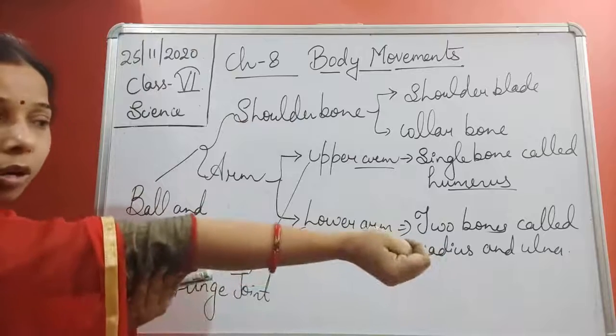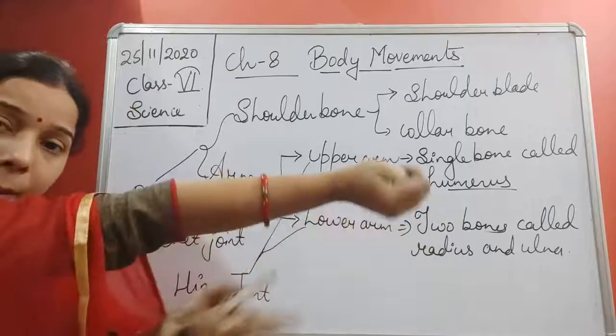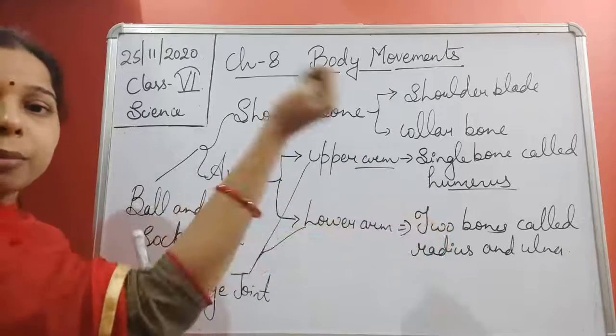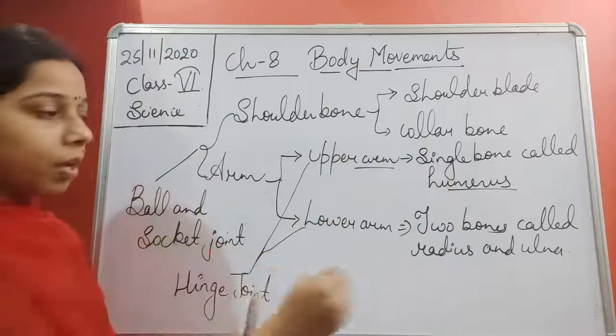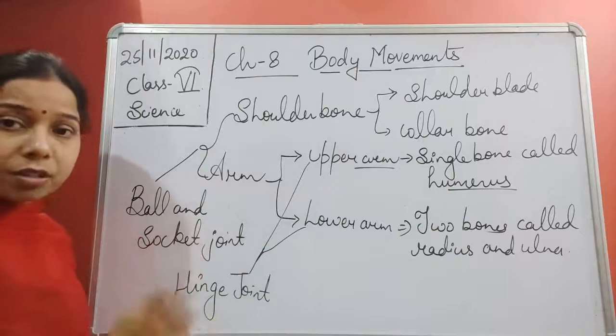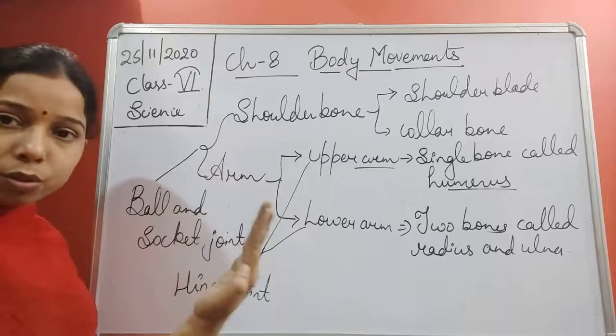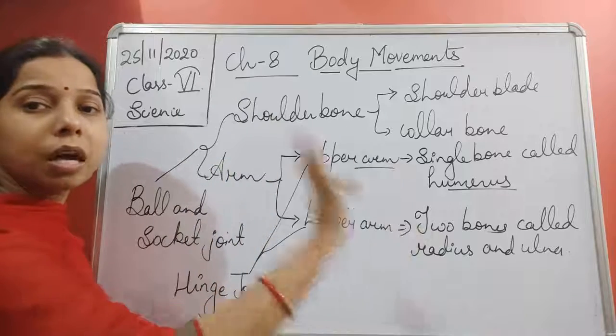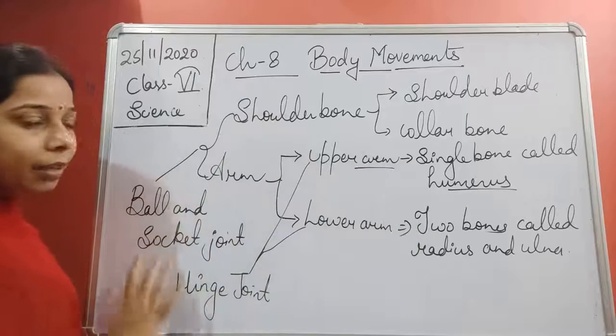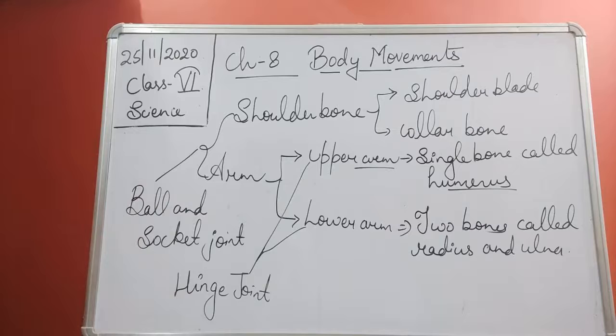You are not able to move it into the opposite direction. Only you can move upward or downward, but not in the opposite one. So such a kind of joint is known as a hinge joint. The same thing happens with the door. You will open it, you can close it, but you cannot move it in another direction. So that kind of joint is a hinge joint.